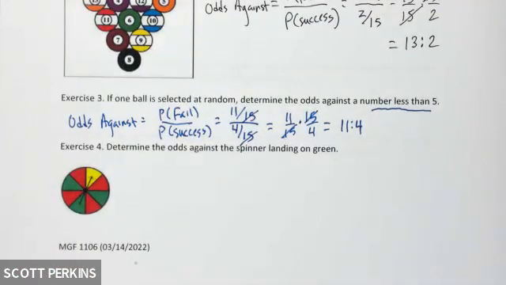All right, exercise 4, same sort of thing, this time just with a spinner. So odds against your spinner landing on green.